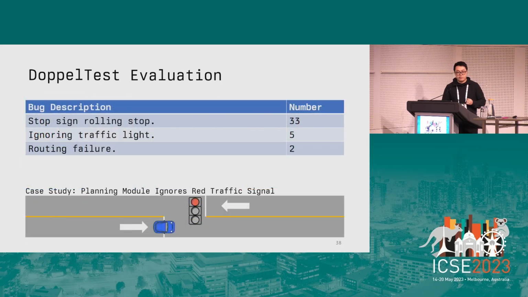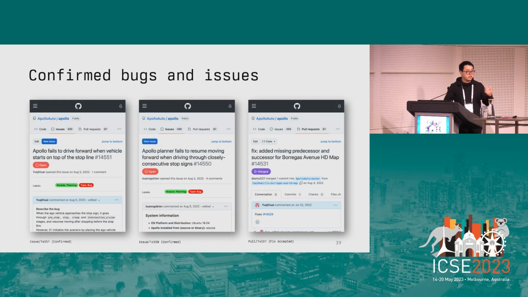These are some other types of bugs that we have identified. And in the paper, I talk about why Apollo may violate a red light based on its implementation. During the evaluation, we also submitted many issues and pull requests, and some of the bugs are confirmed by the developers. They even accepted a fix that I submitted.